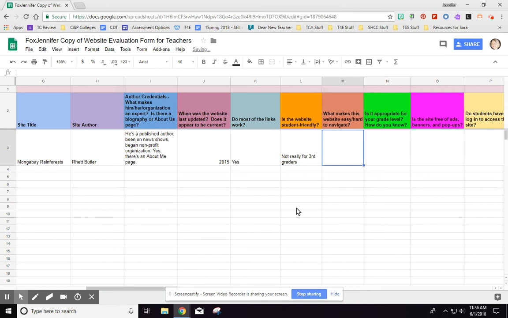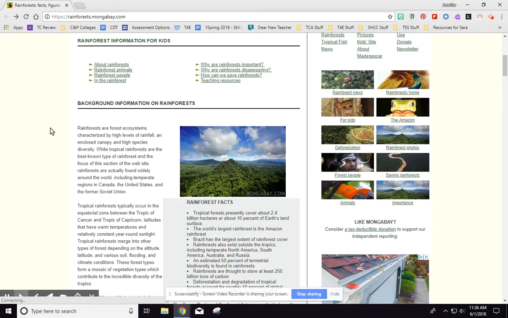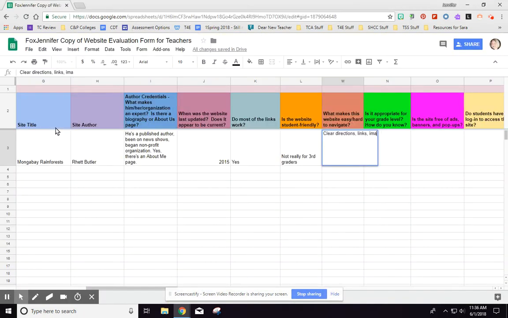What makes it easy or hard to navigate? Clear directions, links, images, and there are sections that it's divided into. Is it appropriate for grade level? Not really. Too many words.